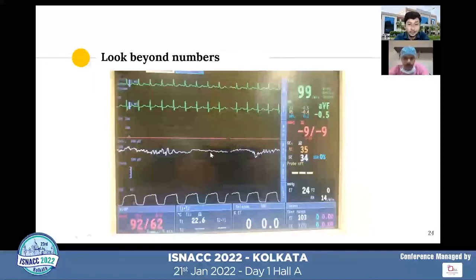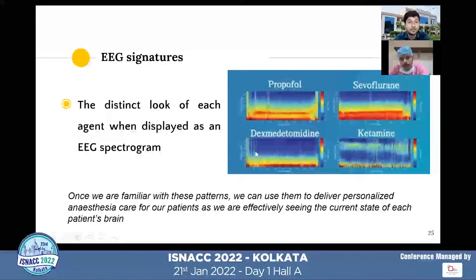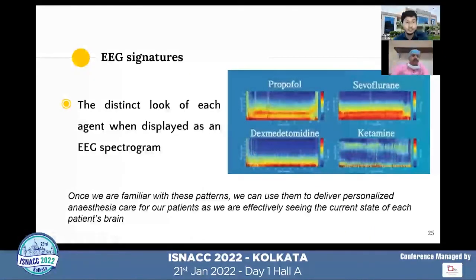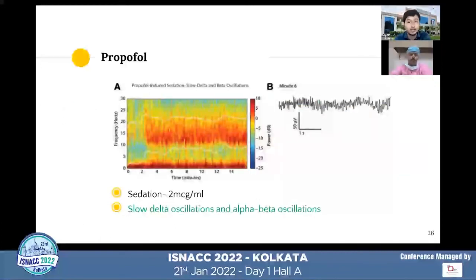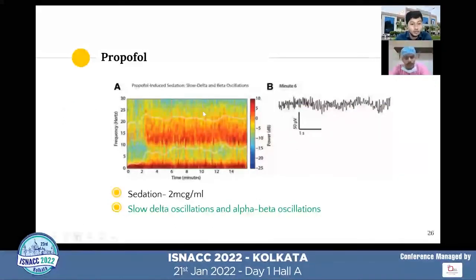So this is the waveform you get in an entropy monitor. Coming to EEG signatures, each drug has a particular EEG signature, which is very important in managing anesthesia. First I will discuss propofol. When propofol is used for sedation at a concentration of 2 mics per ml, we predominantly get delta oscillations and alpha beta oscillations.